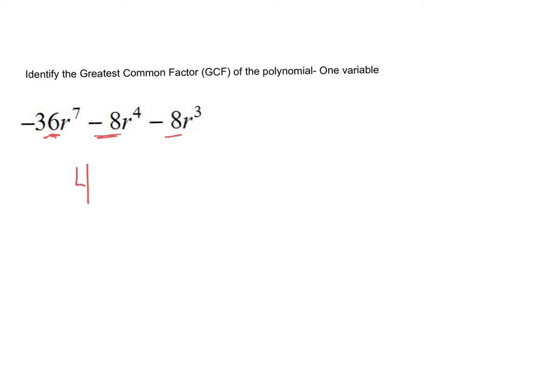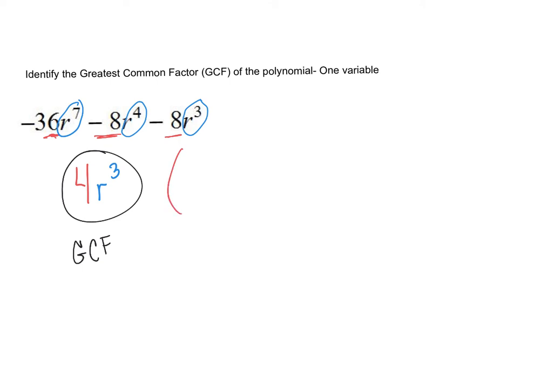But I'm also going to look at my variables now because I see that I have r to the 7th, r to the 4th, and r to the 3rd. So that means there's at least 3 r's in each term. So I can factor out r to the 3rd power. So this would be my GCF, but I could verify to make sure that I did this correctly. So I'm going to see what's left over when I take out a 4r to the 3rd. And by take out, I mean divide.